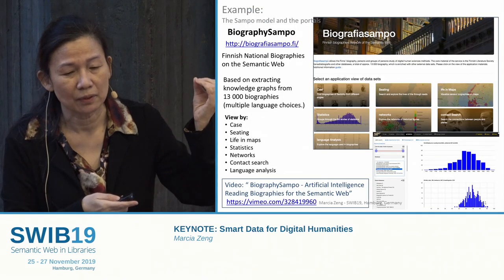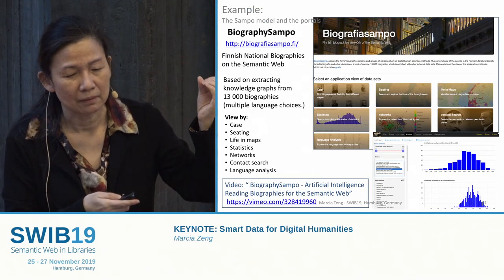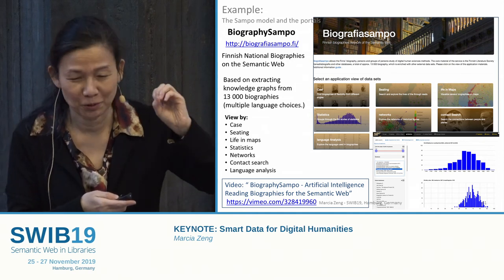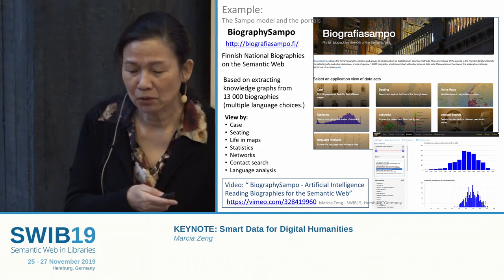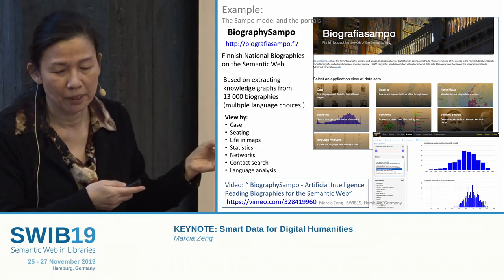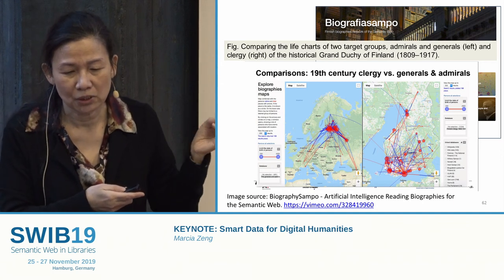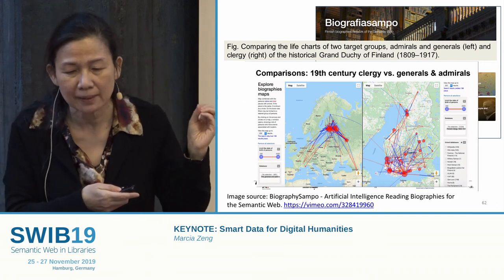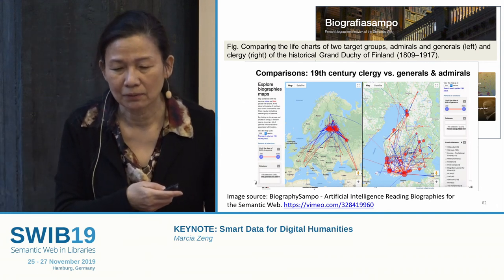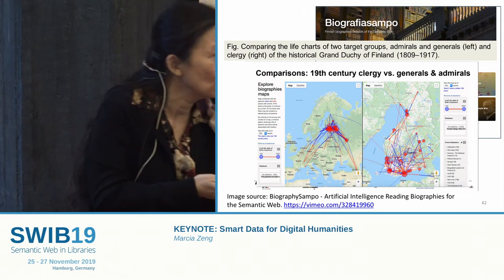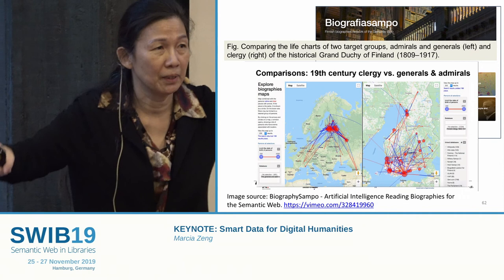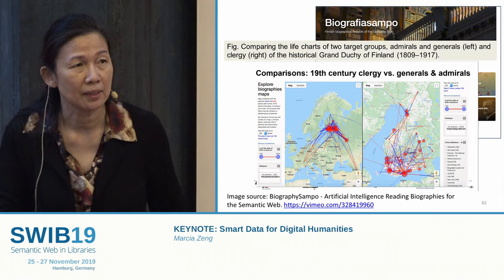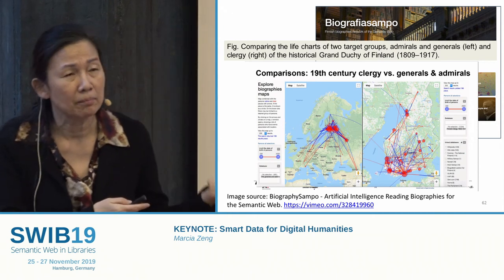Yes, they did, for example, the BiographySampo, which allows people to find any Finnish person and all the detailed information, and they can do machine learning to analyze very comprehensive information based on this data. But no one is the only holder of that. It's a collaboration of libraries, archives, museums, government, newspapers, print, everything together. So this is the BioSampo.